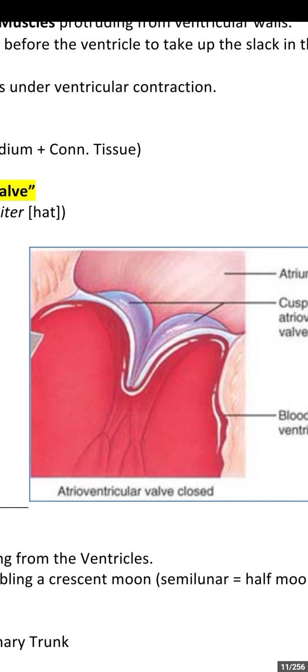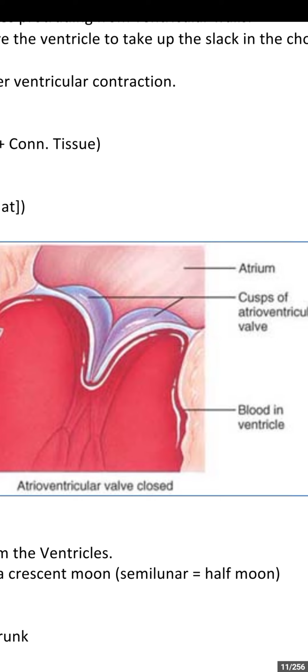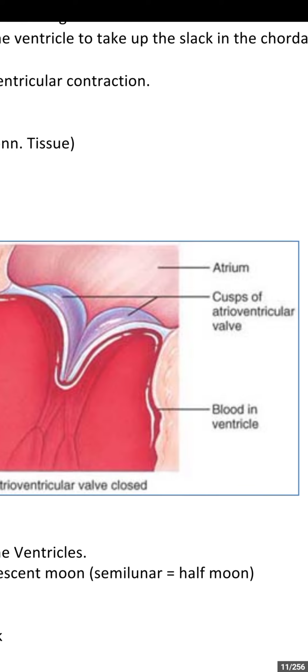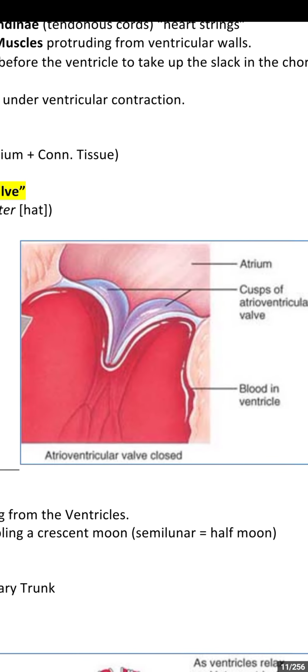As you can see in the image, it is an atrioventricular valve and it is closed. The blood from the atrium flows into the ventricle, and to prevent the backflow of the blood, the cusps of the atrioventricular valve are closed, so that the blood will not go from the ventricle to the atrium. So the first function of the valve is to prevent the backflow of blood.